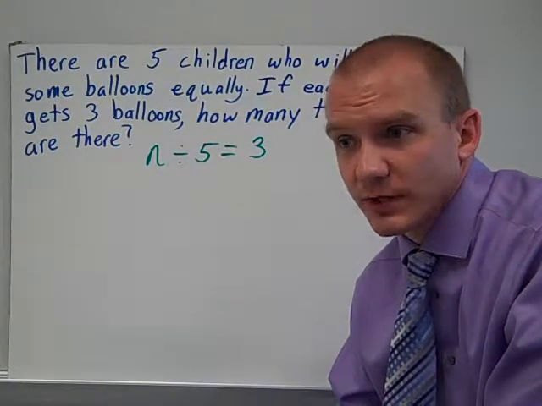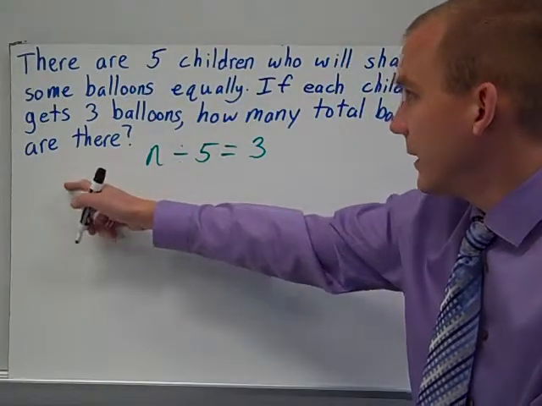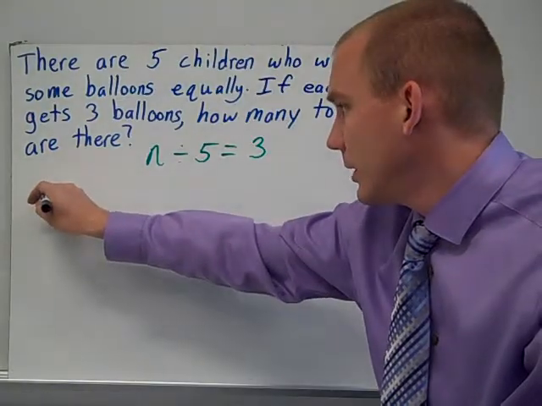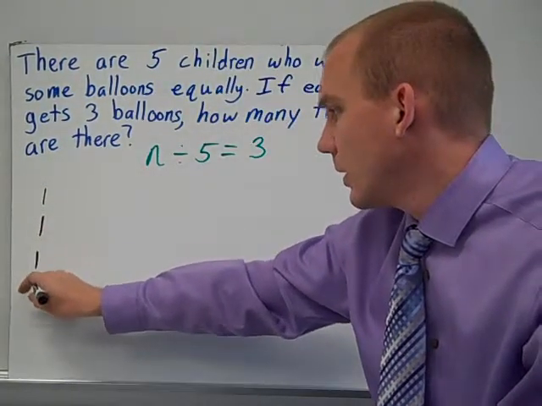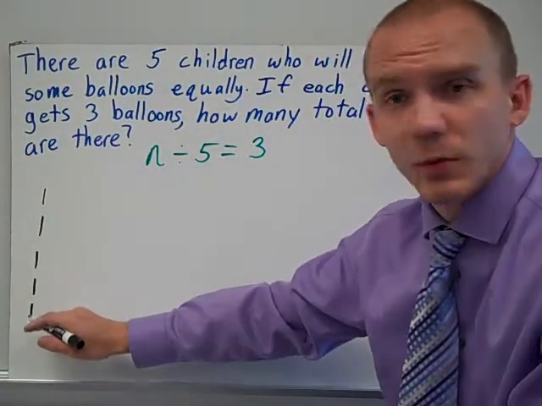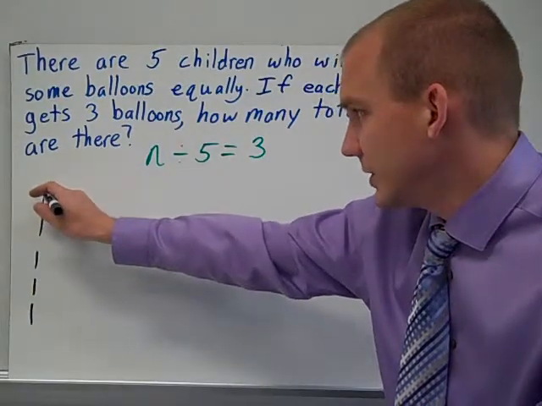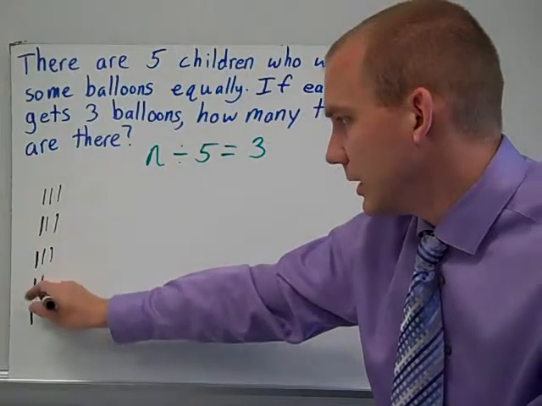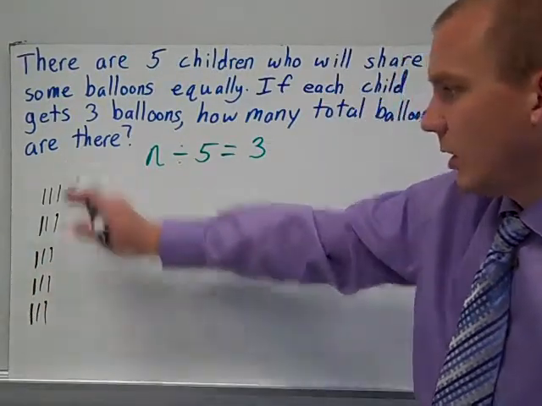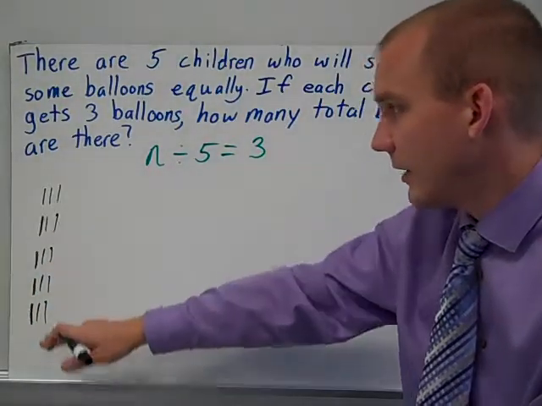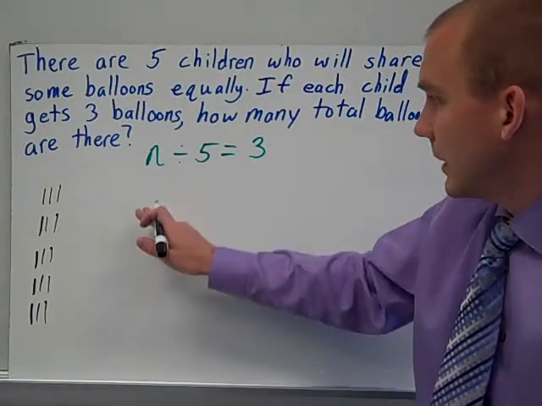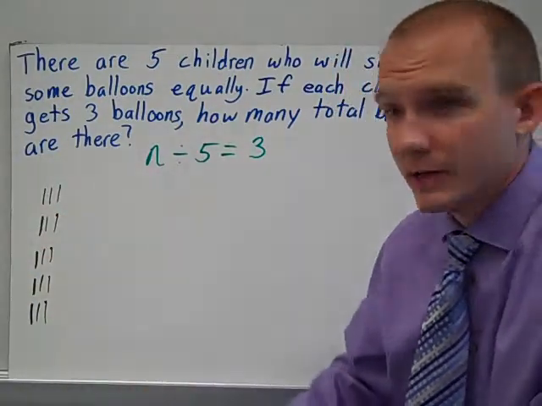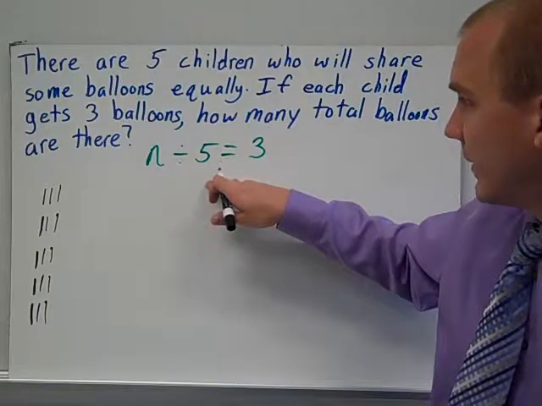I like to think of this one as more of an array, where I'm going to make 5 children, but each one is going to have 3 balloons. So we'll say each one of these is 1 balloon. Well, 1, 2, 3, 2, 3, 2, 3. And now I have all the balloons that the kids will have in 5 rows, 3 in each row. And this is the total already drawn right here. So here's my picture. Here's n divided by 5 is 3.